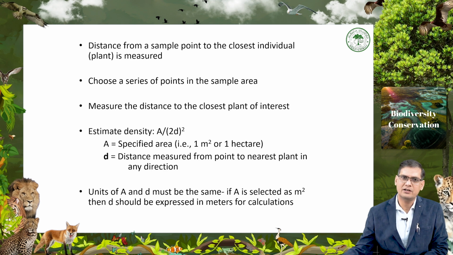A divided by 2D whole squared. A is equal to specified area, for example in 1 meter square or 1 hectare. D is equal to distance measured from point to nearest plant in any direction. Units of A and D must be the same. If A is selected as meter square, then D should be expressed in meters for all the methods.